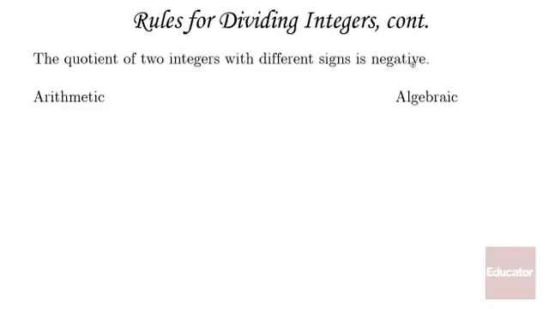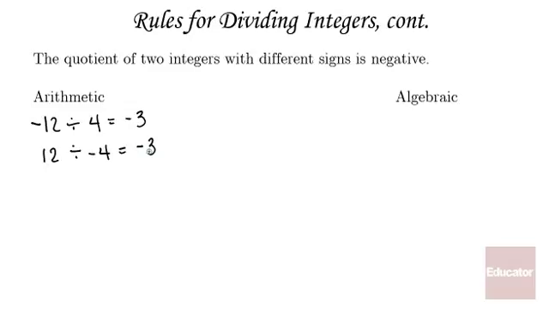Rules for dividing integers, continued. The quotient of two integers with different signs will be negative. So let's look at the arithmetic example. If I have negative 12 divided by a positive 4, so here my two integers have different signs, my answer is going to be negative 3. Or if we reverse it and we have a positive 12 divided by a negative 4, my answer is still going to be negative 3.